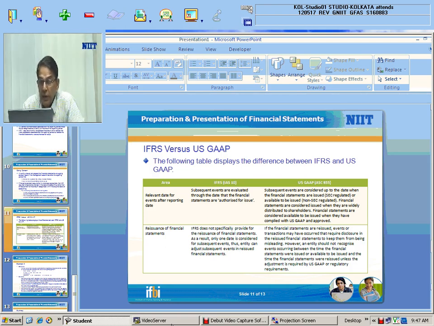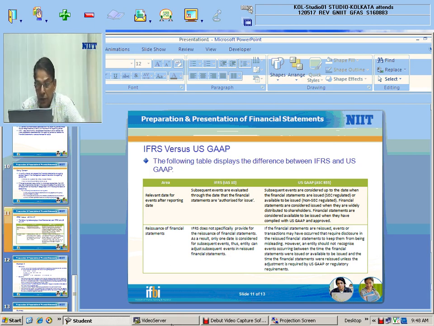Under US GAAP, if financial statements are reissued, events or transactions may have occurred that require disclosure in the reissued financial statements to keep them from being misleading. However, an entity should not recognize events occurring between the time the financial statements are issued or available to be issued and the time they are reissued, unless the adjustment is required by US GAAP or regulatory requirements.